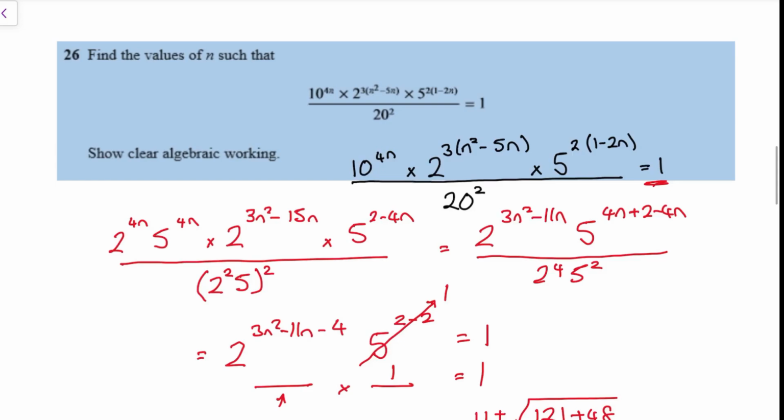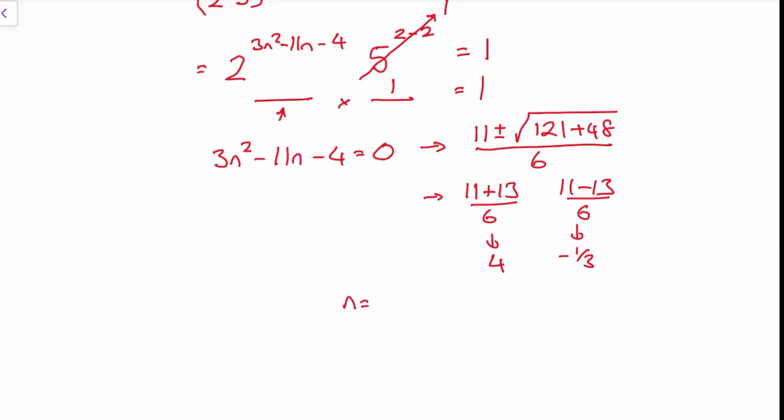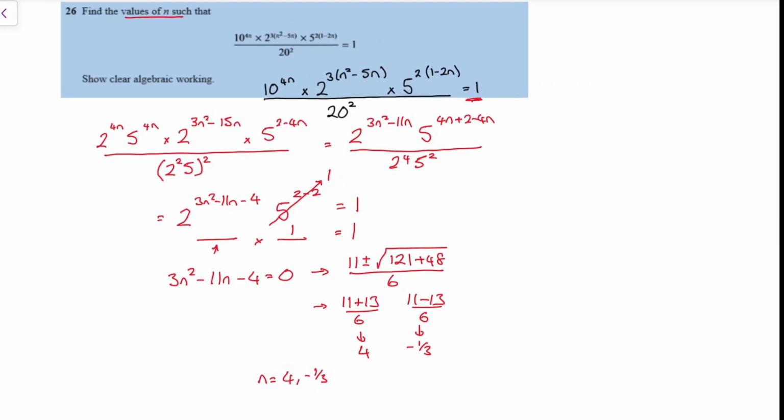Now let's check the question again. Find the values of n such that. It doesn't say anything about n being positive, and doesn't say anything about n being an integer. Any values will work, which means both these values are true, which means that n is equal to 4 or minus a third. And that is this question done. I think it's a pretty difficult question, but equally a little trick in there makes it notably easier. And actually it's a very well set up question because it cancels out quite nicely. It looks horrific, but works out quite well in the end.